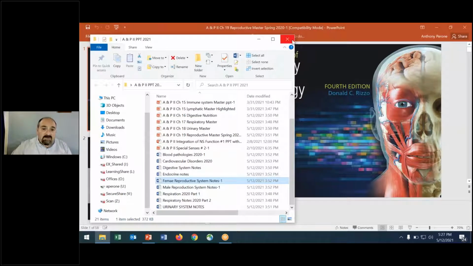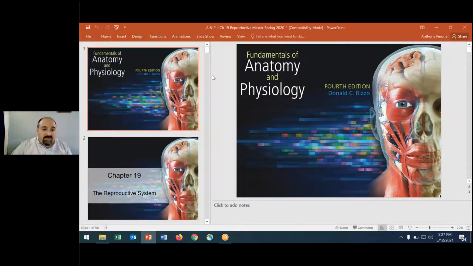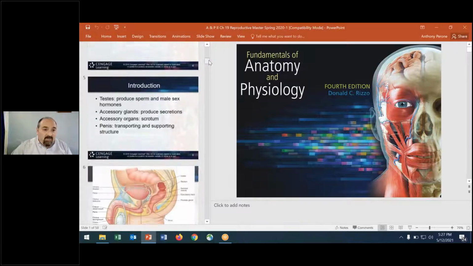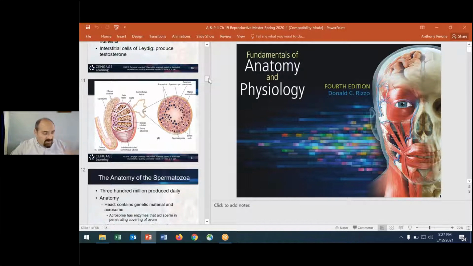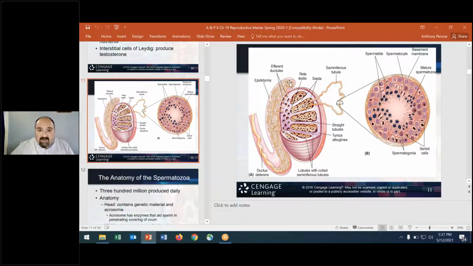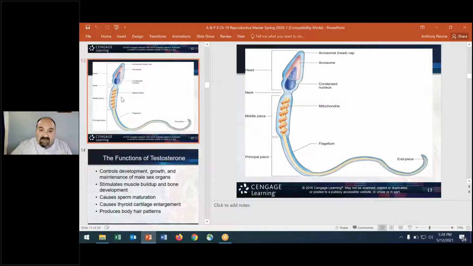Then really focus on this PowerPoint, where multiple images are provided and help you get a good understanding. For example, we looked at how long the epididymis really is, this coiled-up structure where maturation of the sperm occurs and which is a holding place for the sperm until ejaculation, with contraction of the ductus deferens, also known as the vas deferens. Here is the anatomy of the sperm itself.